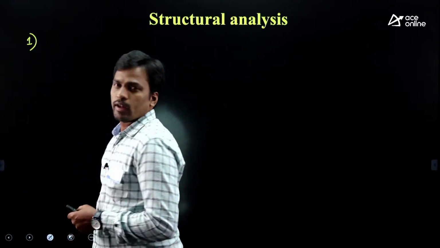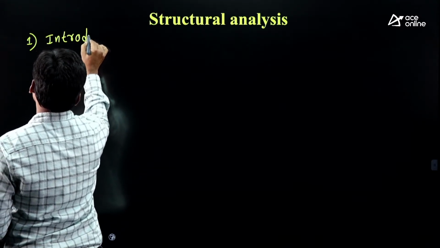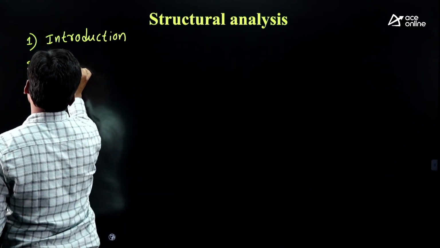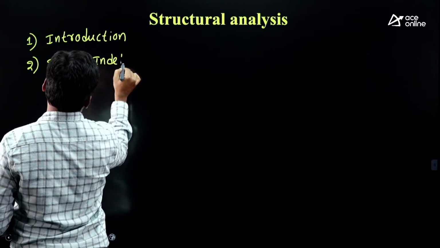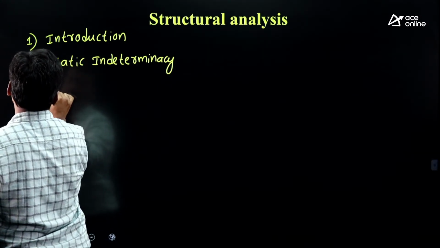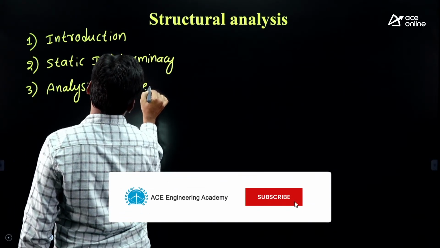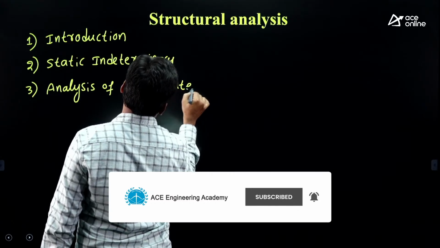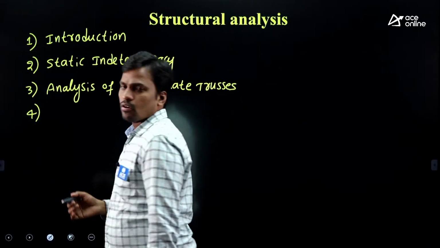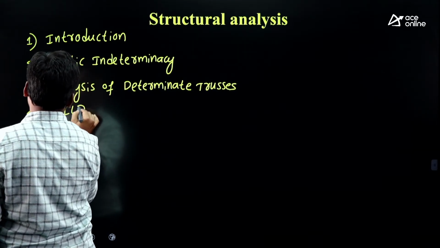So almost we have 12 chapters. First chapter is introduction. Second chapter, static indeterminacy. Third chapter, analysis of determinate trusses. Fourth chapter, rolling loads and influence line diagrams. Simply I'll write it here, ILD, influence line diagrams.